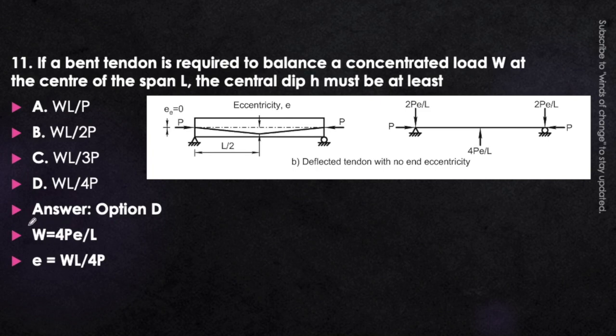So W equal to 4PE by L, so E will become WL upon 4P. It is also an easy question. We have seen other examples like this in the previous questions.